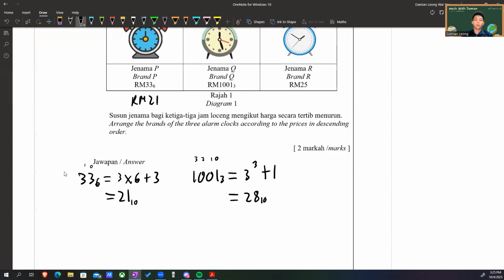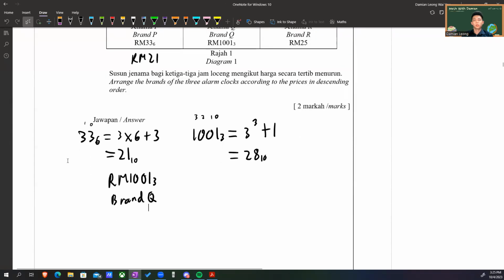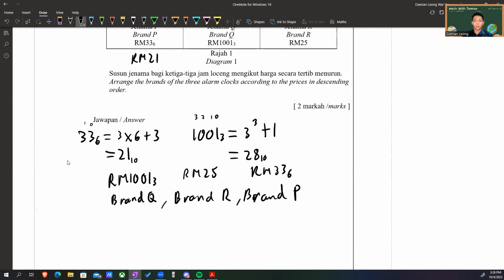So in descending order means from the most expensive one. So it's 1001 base 3, your brand Q. Then next is the brand R, because that's the second highest one. Then the last one would be brand P, which is 21 ringgit, the 33 in base 6. That's the descending order from highest to lowest.